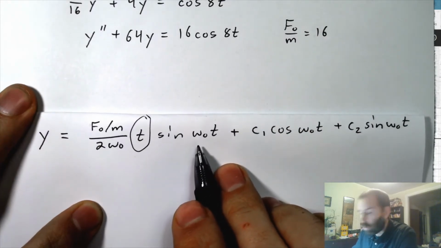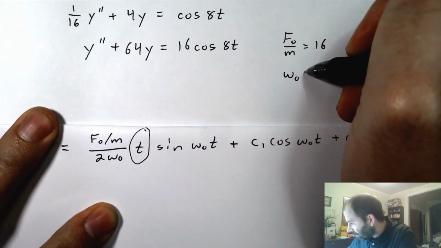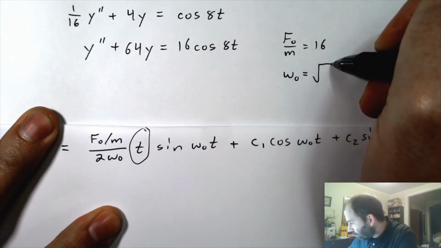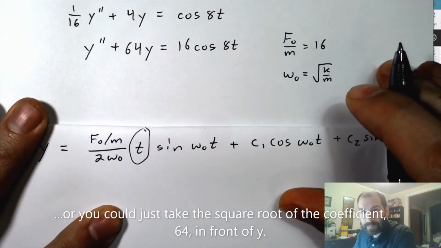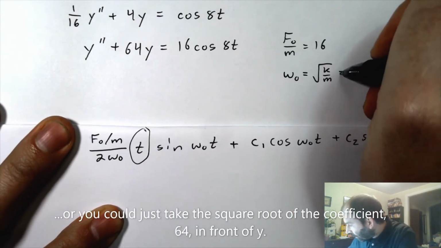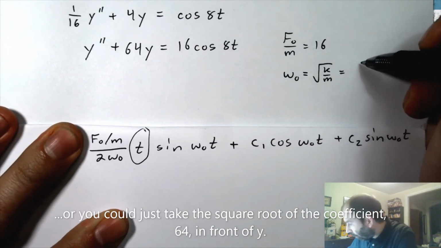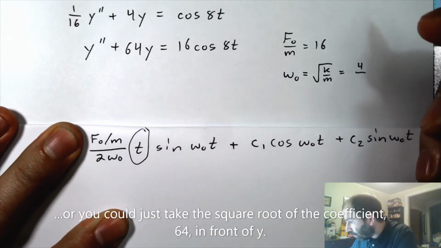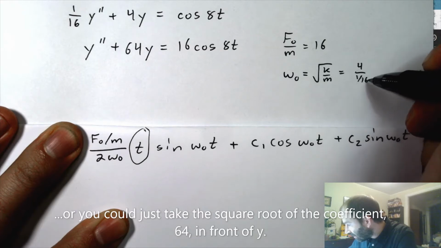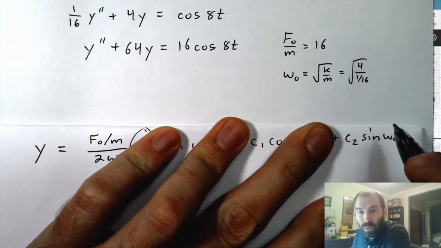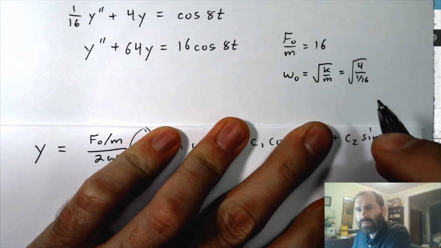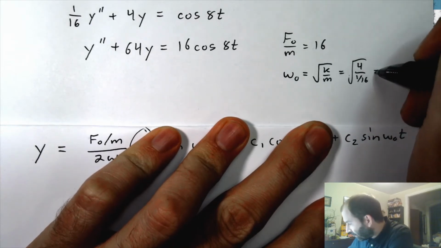All right. Well, remember what omega naught is. Omega naught is the square root of k over m. Now, what is our k? Our k was given. It was 4. And what was m? Well, we already computed that. That was 1/16. So we have this. All right. So 4 divided by 1/16 is 64. Square root of 64 is 8.